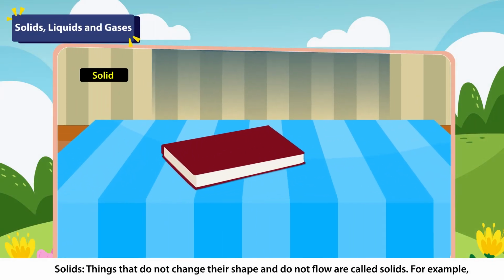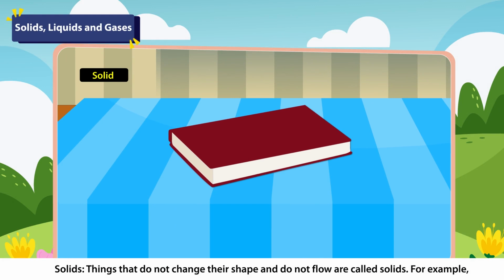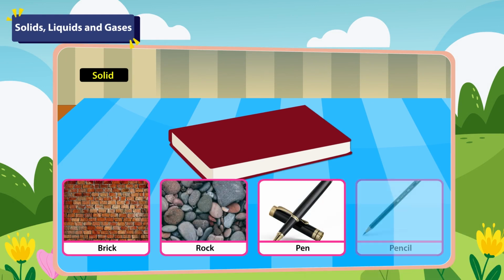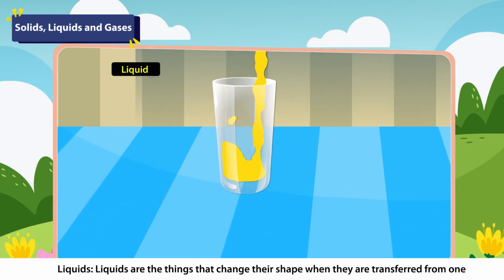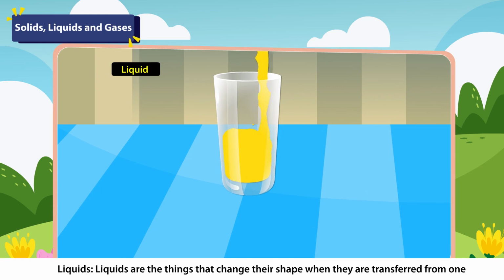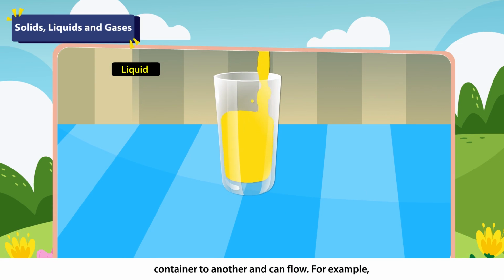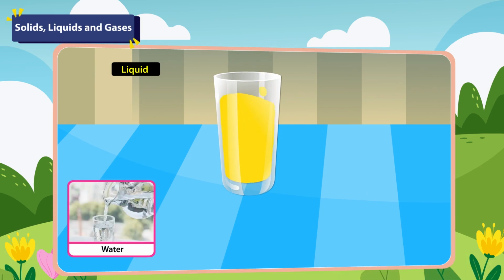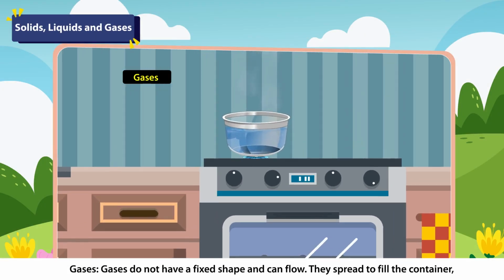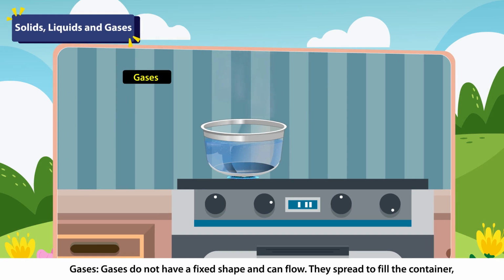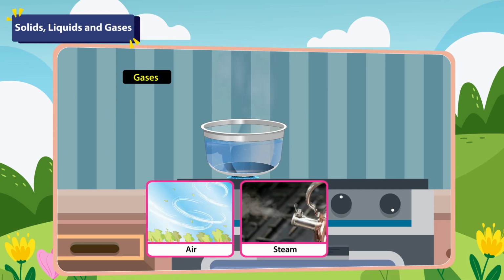Solids. Things that do not change their shape and do not flow are called solids. For example, brick, rock, pen, pencil, etc. Liquids. Liquids are the things that change their shape when they are transferred from one container to another and can flow. For example, water, juice, milk, oil, etc. Gases. Gases do not have a fixed shape and can flow. They spread to fill the container and float freely. For example, air and steam are gases.